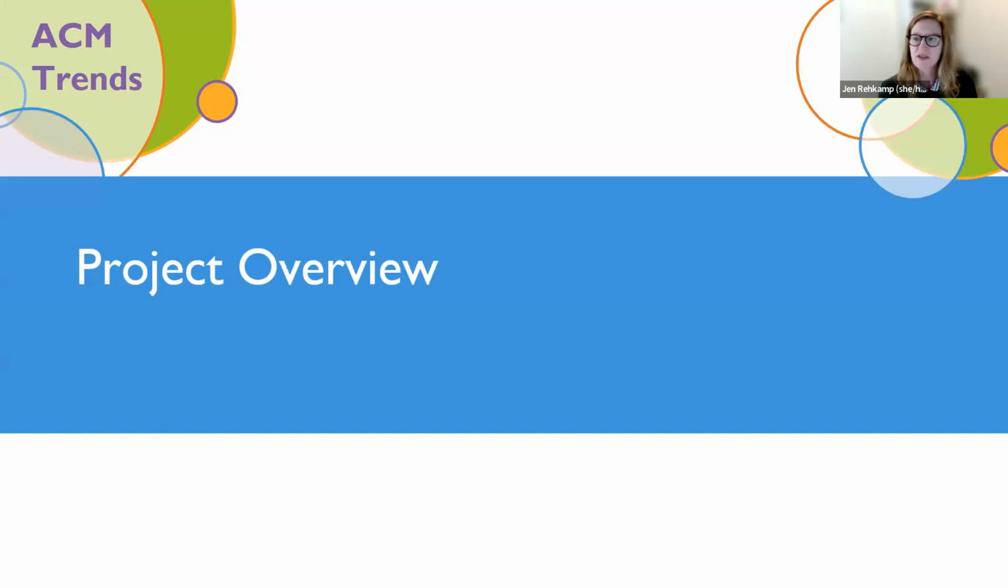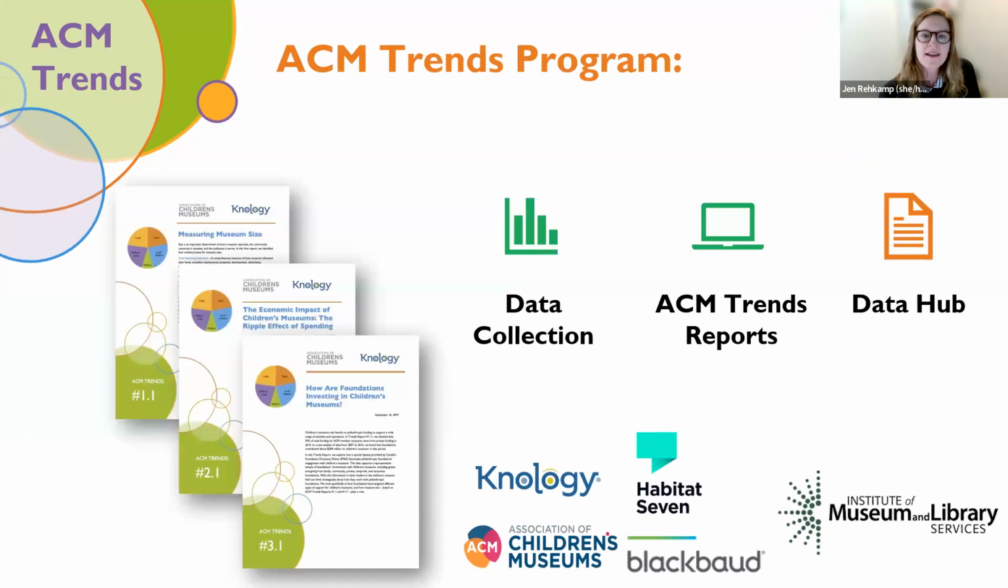Okay, so this is going to just be our project overview. Next slide. So the ACM Trends Program. This project is an Institute of Museum and Library Services project. So it's a US-based federal agency providing grants to museums throughout the US. This was started in 2019. The motivation behind this was, in partnership with Knology, to take a look at how ACM was collecting and disseminating data, trying to identify ways to make that process more efficient and more relevant to museums. So various different things have happened throughout this project, and the Data Hub is the final big, huge output of the project.